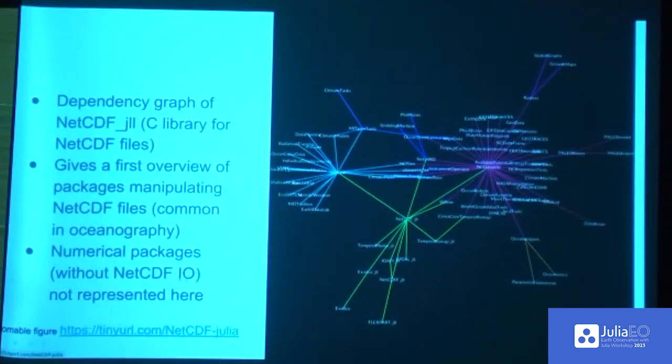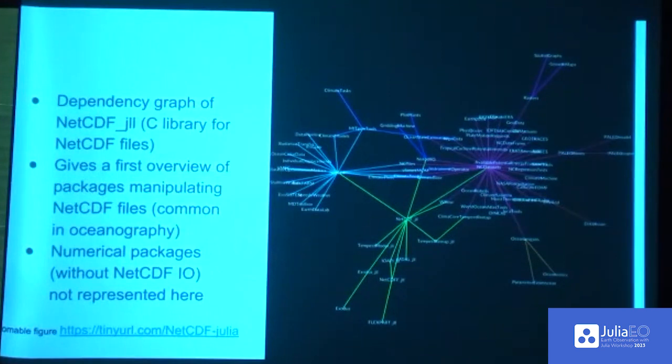So just to orient yourself, what is in green here, that's the C library, NetCDF_jll. And all the other packages which depend on it are linked with a green arrow. That's the NetCDF library from JuliaGeo, and that's the NCDatasets library for reading NetCDF files. So you can see this quite interesting graph of how the different packages depend on each other.